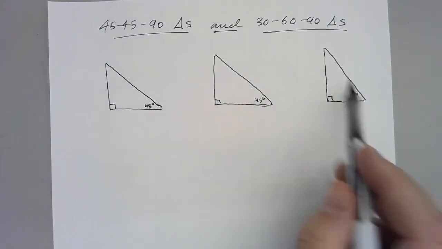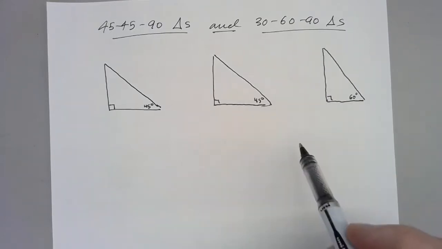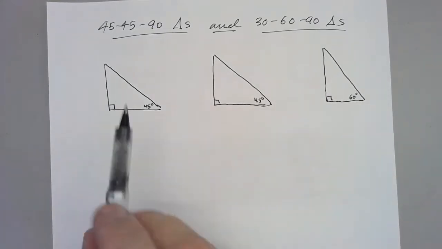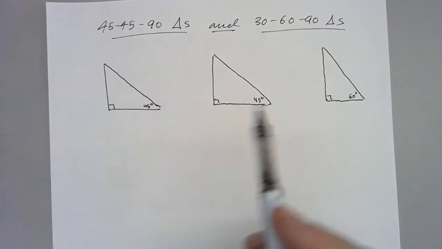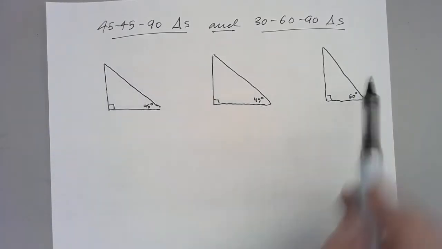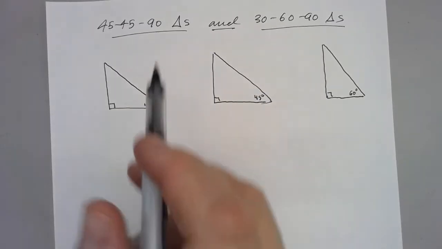This is a 30, 60, 90 triangle. This is 30 because, again, the three angles have to add up to 180. There are important relationships between the lengths of the sides of a 45, 45, 90 or of a 30, 60, 90 triangle, which you would do well to memorize. Let me show you how we derive them.